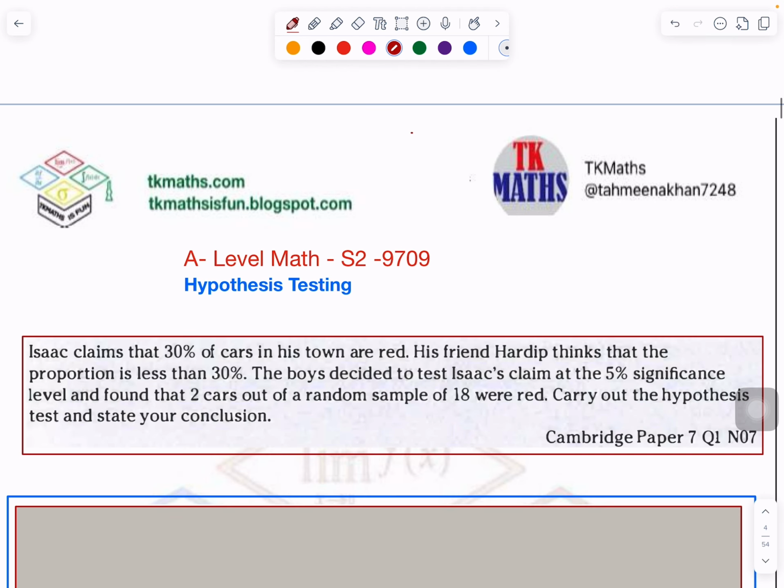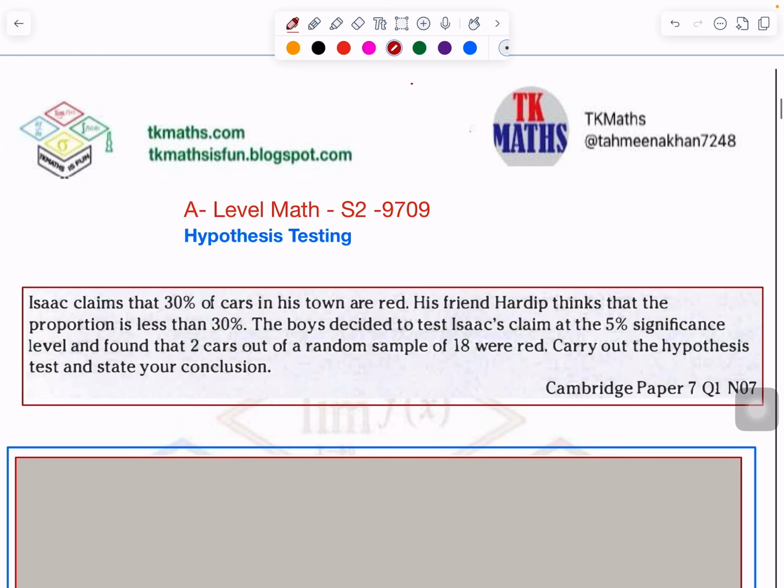So for example, this is the question. In the next video, I will actually explain all those terms which I have just discussed, not explained in detail. And I will solve this question in detail. If you read this question, the significance level is given as 5%. What is the meaning of this claim? What is the meaning of his friend Hardeep thinks? All this we will discuss in the next video.